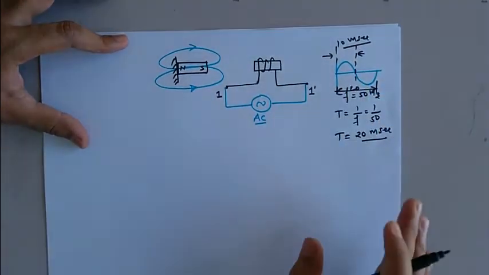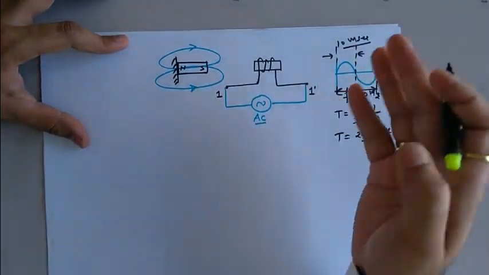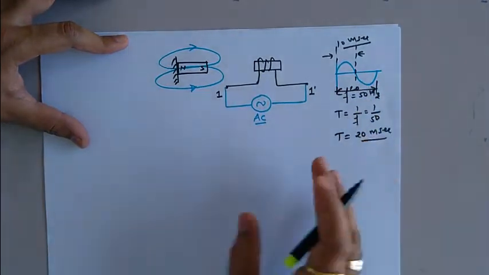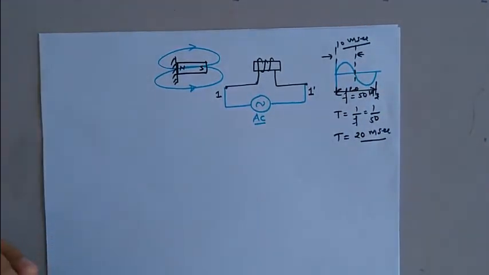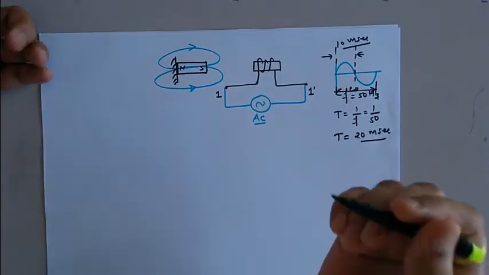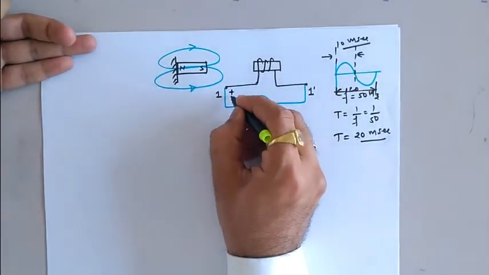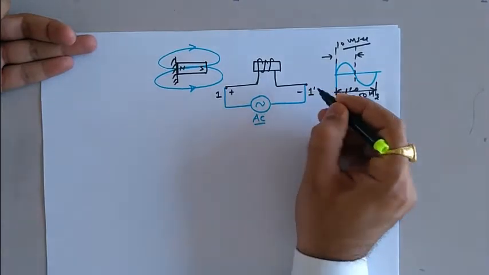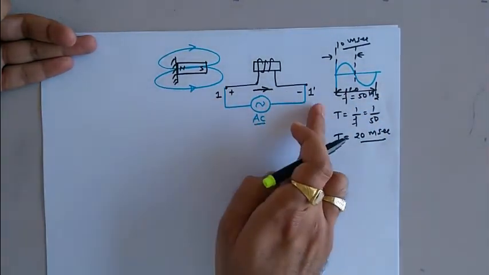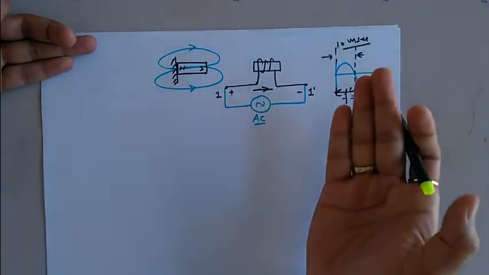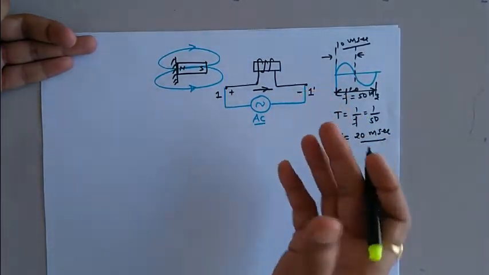So from this it is very clear that after every 10 millisecond the polarity of that quantity is going to change. That means suppose for the first 10 millisecond this terminal is positive and this terminal is negative. The direction of current is like this, that is from 1 to 1 dash, and in the next 10 millisecond the polarities are going to be reversed.